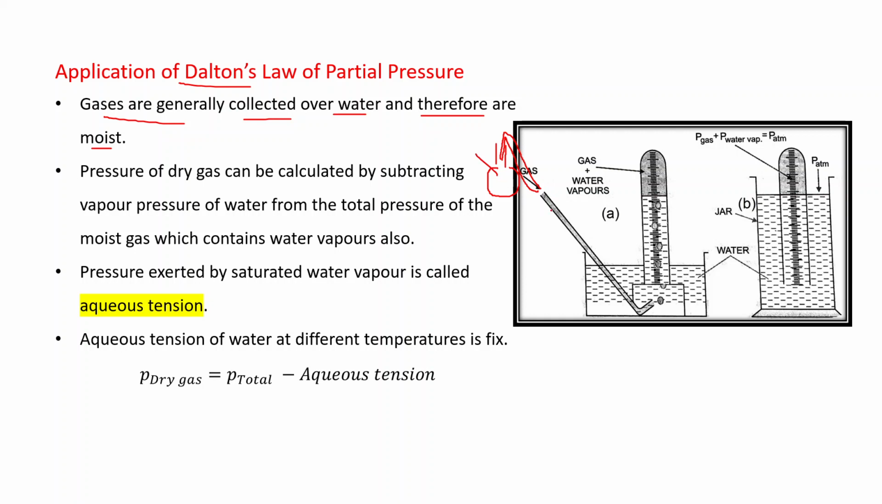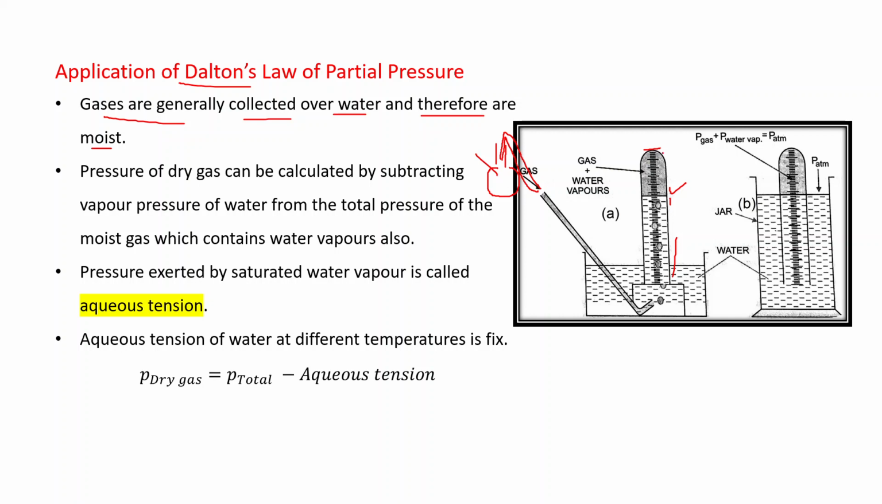Now this gas through this delivery tube is collected in this jar, and before starting the experiment, this jar is completely filled with water. As soon as the gas bubbles move upward, the water level comes down. In this way, this gas is collected by the downward displacement of water. Is it clear or not? What is the meaning of that? Gases are collected over water.